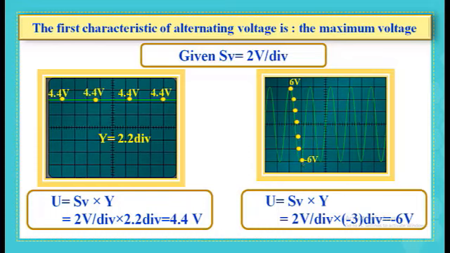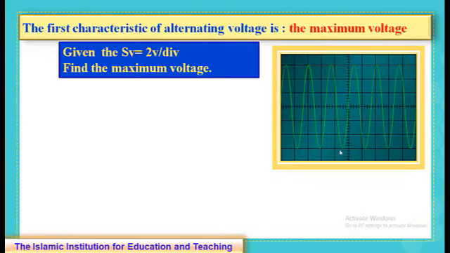What we are concerned about is to calculate the voltage. So let us move to see how to calculate the maximum voltage in the case of alternating voltage. Given the vertical sensitivity is equal to 2 volt per division, we have to find the maximum voltage. Here, the amplitude of the peak point or its maximum displacement from the horizontal axis of time is represented by y maximum, which is equal to 3 divisions.